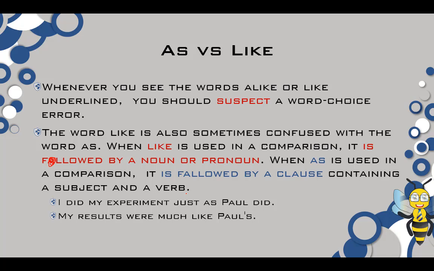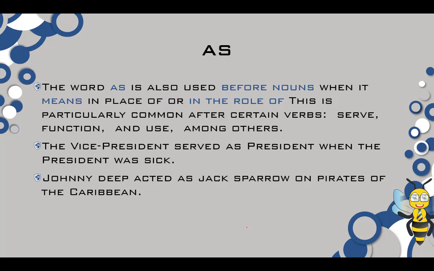For example, I did my experiment just as Paul did. As you can see here, we have as, and then we have a noun, and then we have a verb. But when we use like, we say something like, my results were much like Paul's, which is only a noun. Questions here? I think like and as are very confusing. Do you want me to go deeper on this topic?